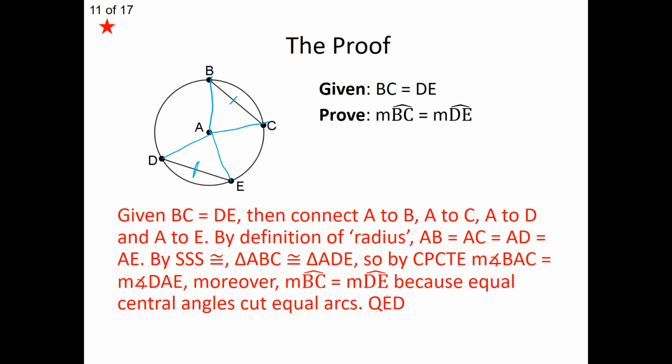By doing that, we form radii of our circle: AB, AC, AE, and AD. And what we then know by definition of that radius is this: all four of those newly formed segments are equal in measure. Well, what does that tell us? That tells us that we actually then have two congruent triangles.